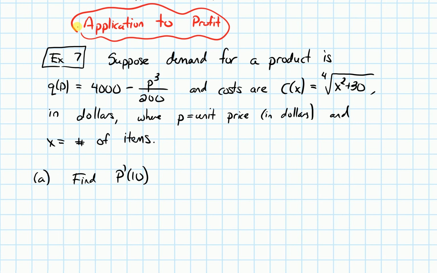In this video, we will look at an application of the chain rule to a profit revenue cost question. So here's this example. I actually want to give you the chance to try this problem first. So pause the video for about 4 to 5 minutes this time and try this example.